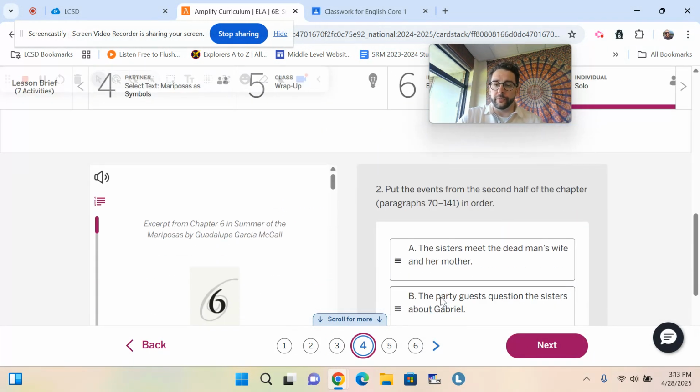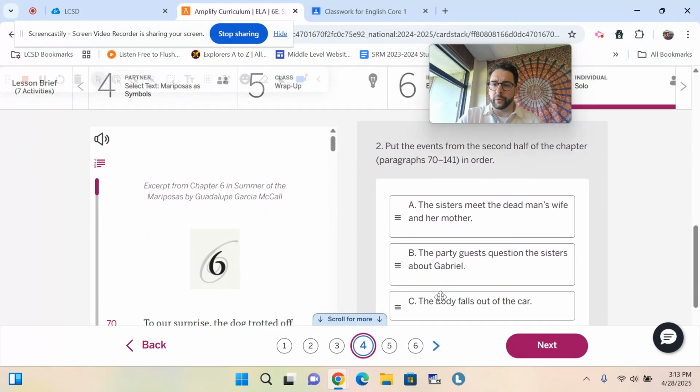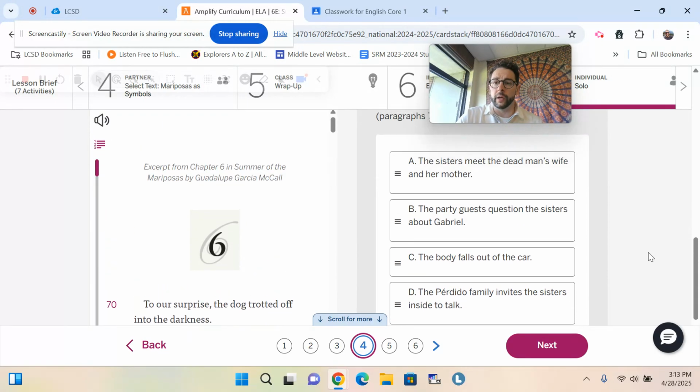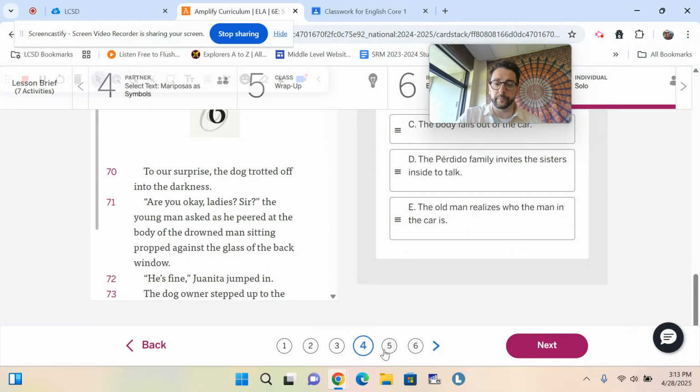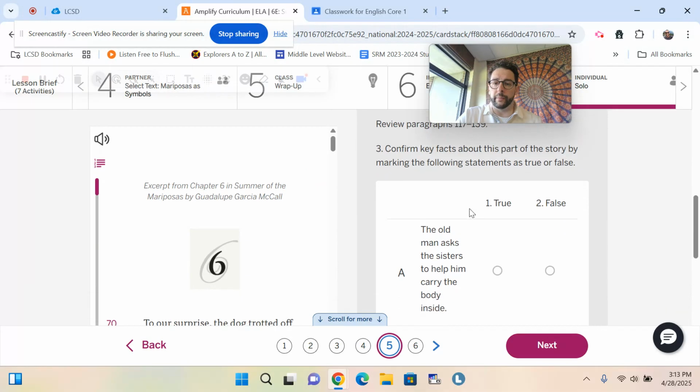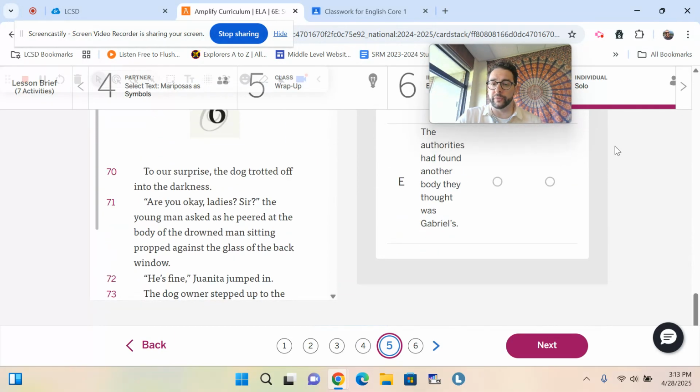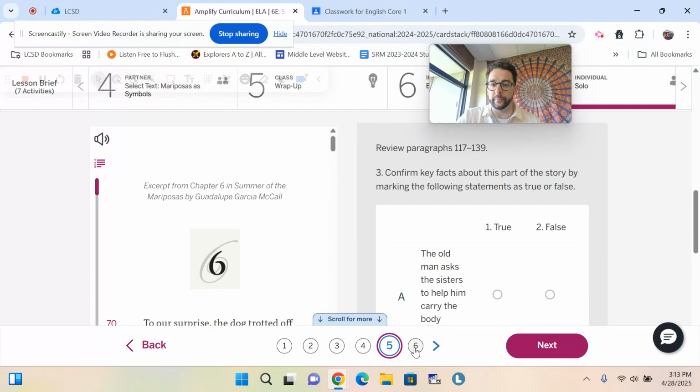Card 4, put the events in order from the second half of the chapter. Paragraph 70 to 141, put them in order. The first event is on the top, and then it goes down. Confirm the key facts about this part of the story. It's a true or false on card 5, A, B, C, D, and E.